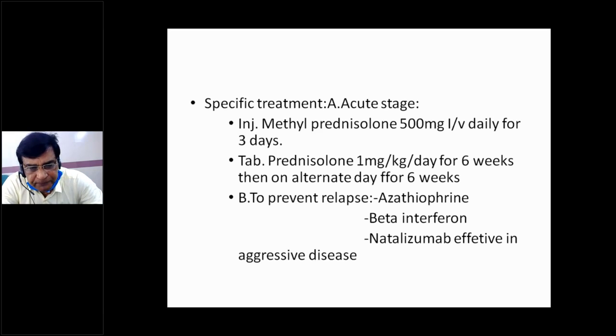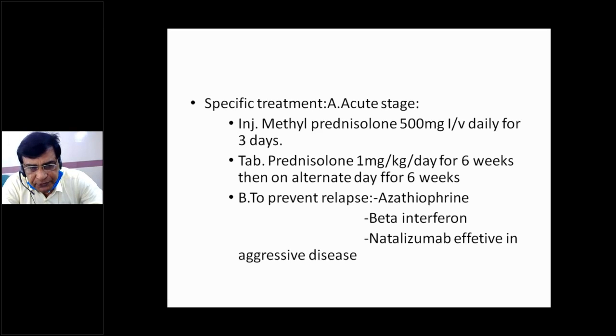And to prevent relapse, we can give azathioprine. It is an immunomodulating drug. And another is beta interferon. Beta interferon nowadays introduced, and natalizumab. It is the latest drug. Natalizumab is the latest effective drug in multiple sclerosis.